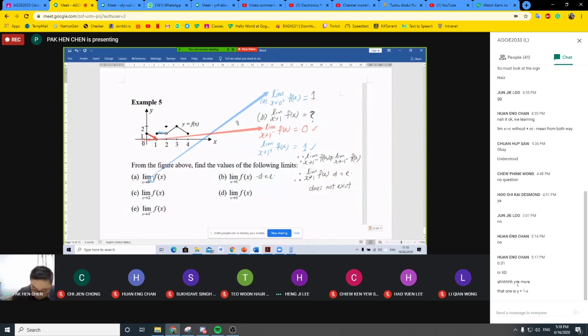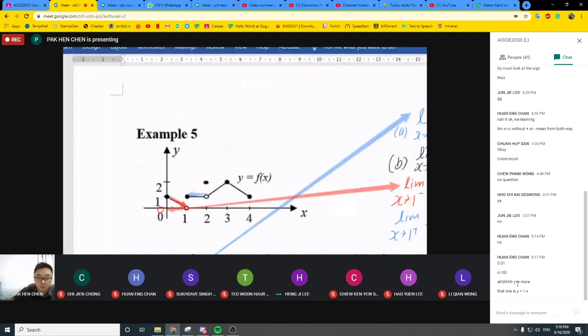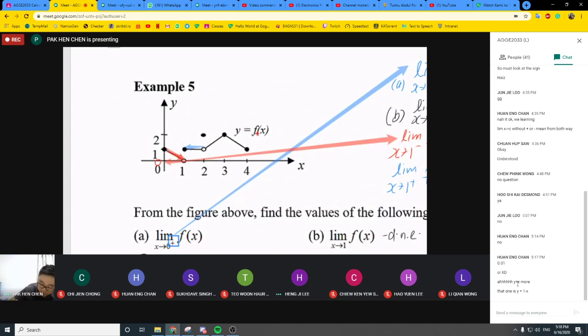Right. So how about the second one? Question C. From the left. How do you see from the left? To 2. If I draw an arrow, can you tell? When I take the limit as x approaches 2 from the left side, it is equal to what? 1. You can see it very clearly. 1, isn't it? Agree or not? Yes. Okay. Then how about from the right side?